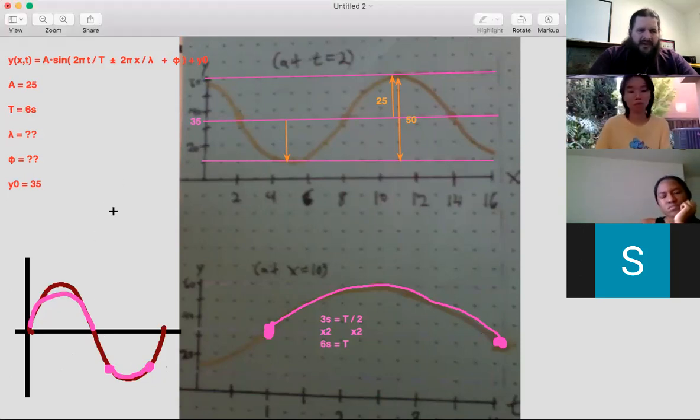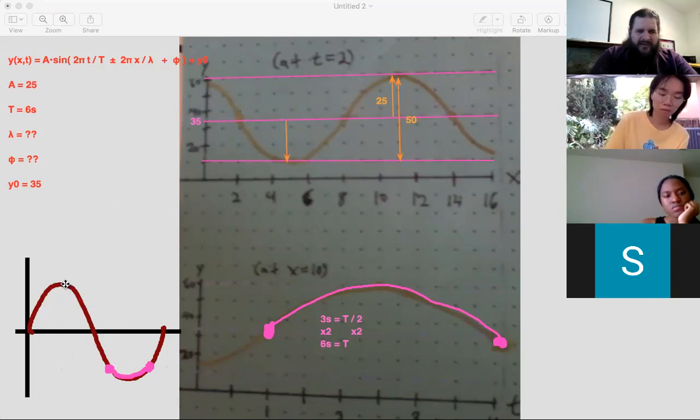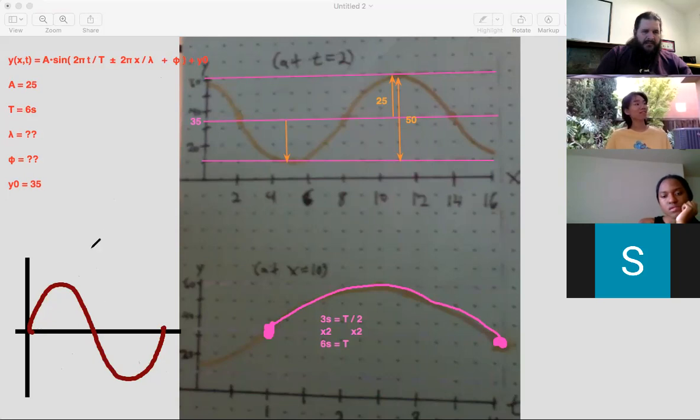And there are other half cycles you could use as well. For instance, even if there are not easy equilibrium points to mark, if you instead go from, let's say, a crest down to equilibrium and then continue down to a trough, that would also be exactly half of a cycle.